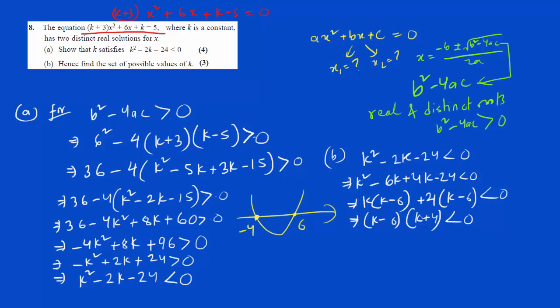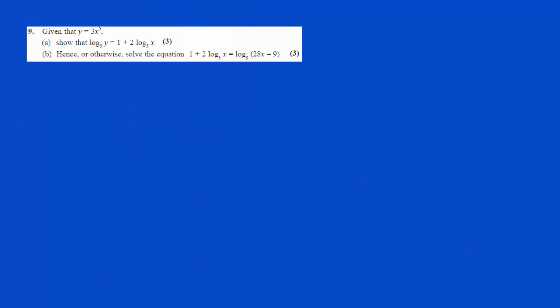Now since it is less than 0, the region between the curve and the line is this region. So the answer would be k between minus 4 and 6. Now the question is, write down the set of possible values, and that is written as k colon, second bracket, that is sets. Question number 9, logarithm.